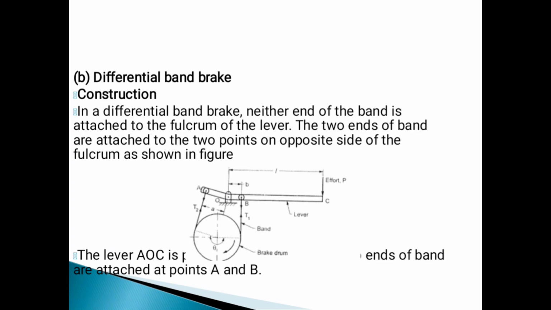Next one is the differential band brake. In this differential band brake, both ends of the band are attached away from the fulcrum pin. One is at a distance of b and the other is at a distance of a. So this is a differential band brake. When we apply effort on the lever, the brake gets applied.